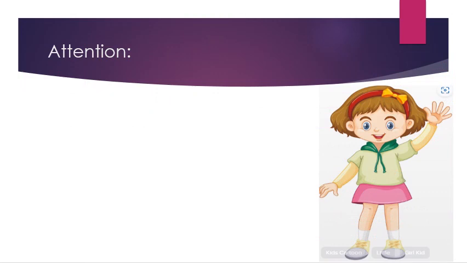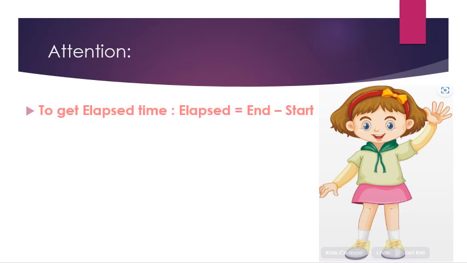Attention with me, please. Now I will show how we can get the elapsed time, ending time, and starting time. How can we get the elapsed time? The elapsed time is the time between the ending time and the starting time. So to get the elapsed time, I'm going to subtract end minus start to get the period between them.